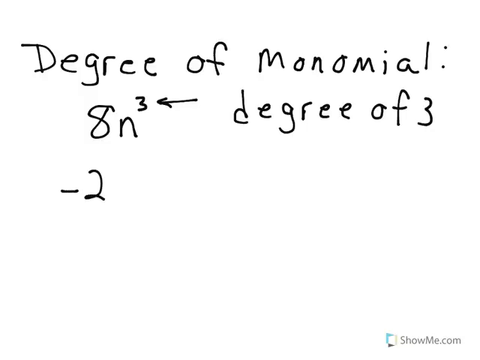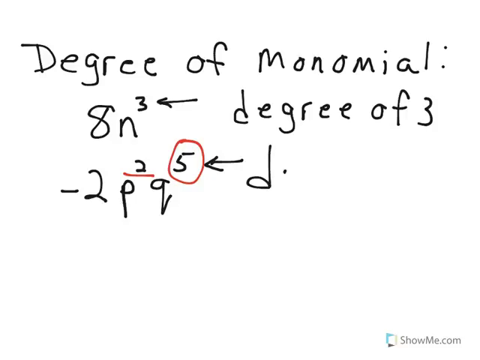When you have a monomial that has more than one variable, which means it has more than one exponent, the degree of that monomial is the largest exponent. 5 is larger than 2, so 5 is our degree. -2p squared q to the 5th power has a degree of 5.